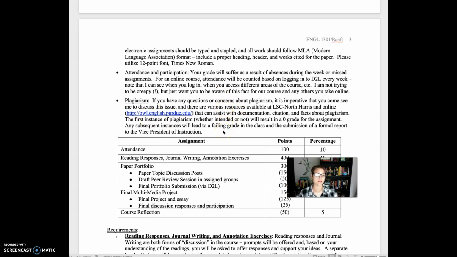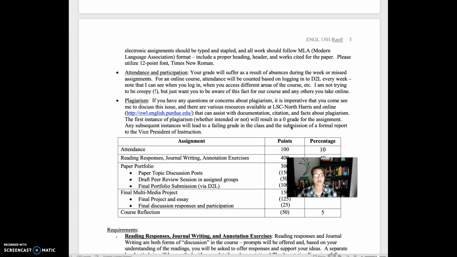And essentially, in your own words, I want you to put this in writing, right? The first instance of plagiarism, whether it is intended or not, a lot of times it's not something that students intend, it just happens, right? The first instance is going to result in a 0 grade on the assignment. The second time it happens, it's a failing grade and information is given to our Vice President of Instruction.